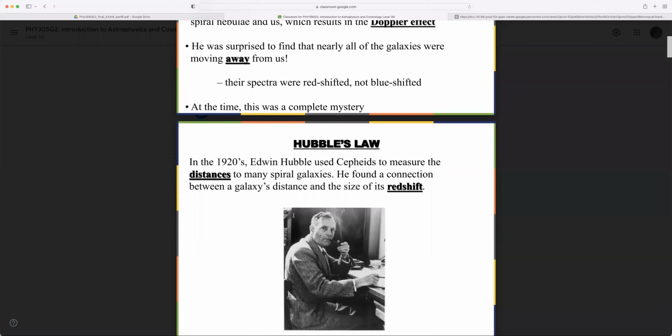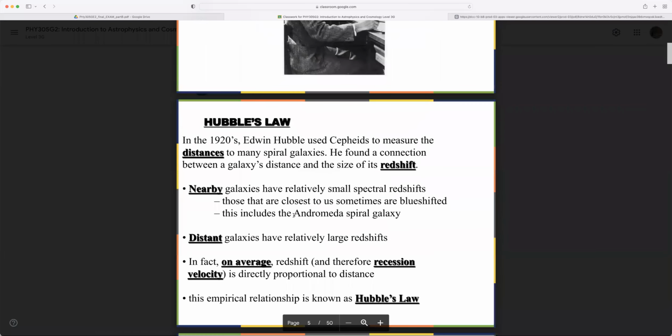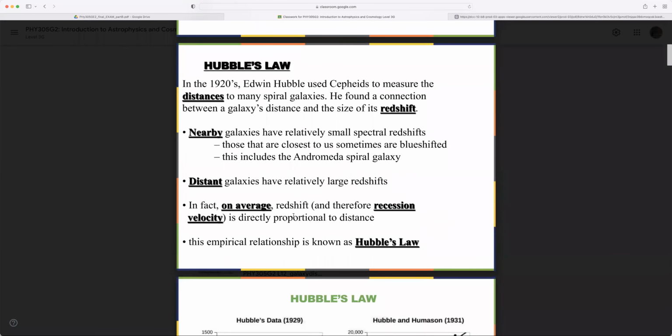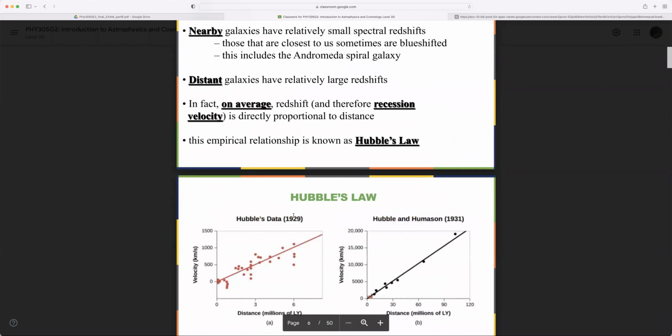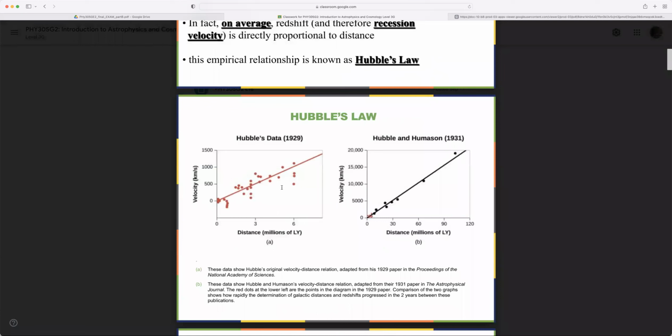And then he found there is a connection between the galaxy's distance and the size of the redshift as well. If you go through this 19th lecture, you will see more information about it. And then he has this Hubble's law from that information. Keep in mind that I am going to explain this very briefly here, because I have explained everything in this recorded lecture, so you can go through that in detail. I don't want to repeat the same thing again.